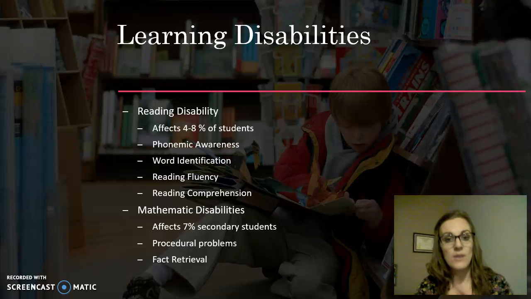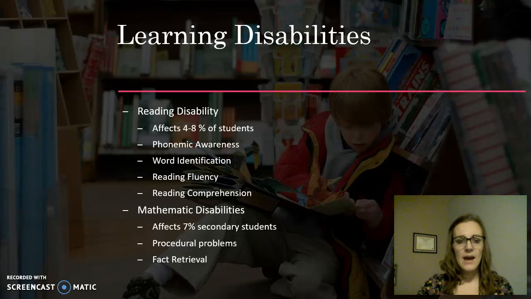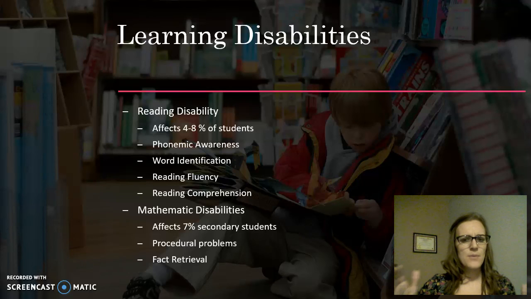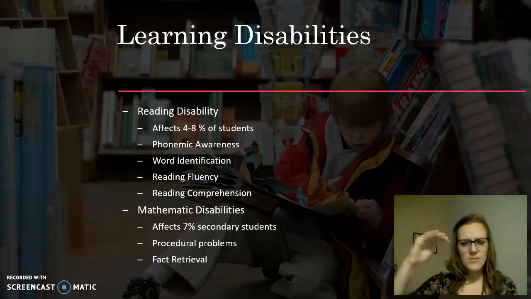exceptionality that I'm going to talk about is a learning disability, and there are two kind of subsets of learning disabilities. First, there are reading disabilities, and these affect approximately 4 to 8% of students. And in that, there are different types of problems that students struggle with.